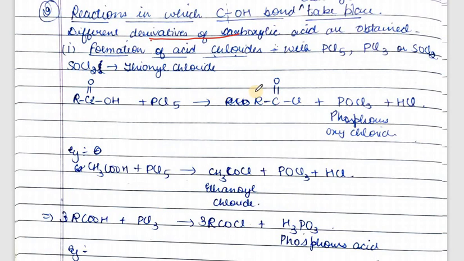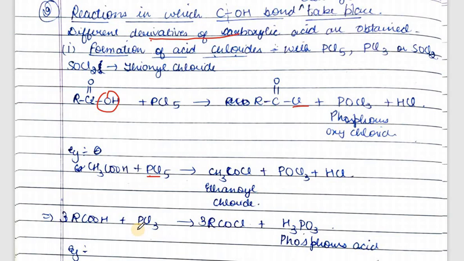So let us discuss them one by one. If it is replaced with Cl, then we get acid chlorides, that is the formation of acid chlorides, and it can take place with PCl5, PCl3 or SOCl2, that is thionyl chloride. So with PCl5, the OH is replaced with Cl, and the side products are POCl3, phosphorus oxychloride, and HCl. And for a particular example, acetic acid gives ethanoyl chloride with POCl3 plus HCl.